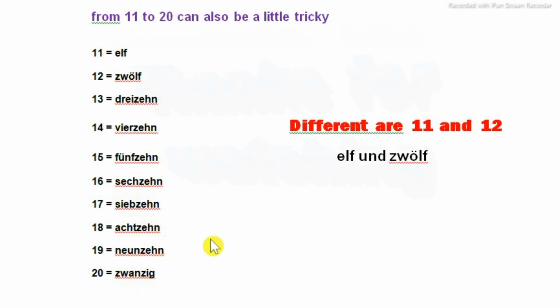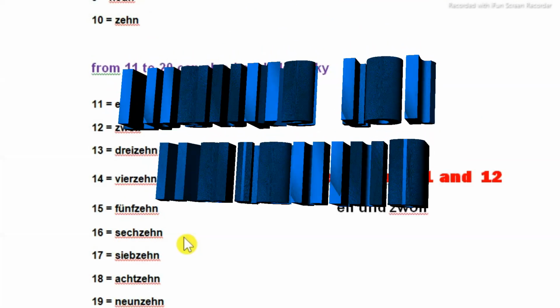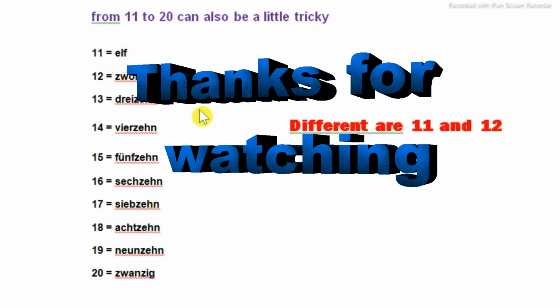And that's the counting from 1 to 20 in German. We have only two different ones, 11 and 12.